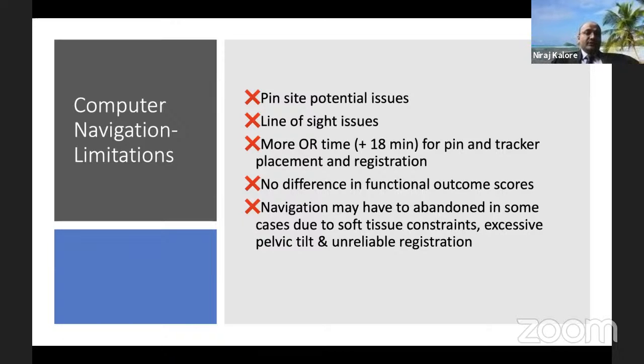This is not applicable in every case. In some cases there may be soft tissue constraints like significant obesity, or revision surgery, scarring. For whatever reason, soft tissue constraints is one of the commonest reasons why navigation has to be abandoned. Also, it has been reported that it had to be abandoned for excessive pelvic tilt and unreliable registration or significant errors in registration. So it's not universally applicable, which also means in some of the most difficult cases, you may rely on this but it may not really translate into actual effect.